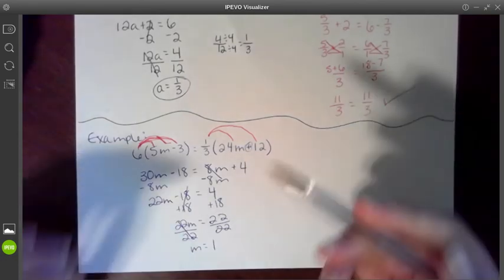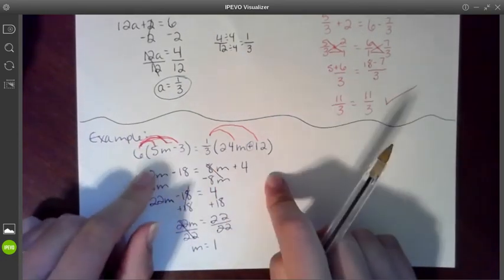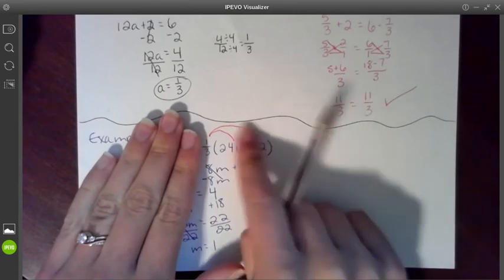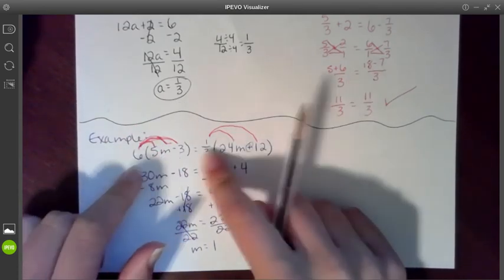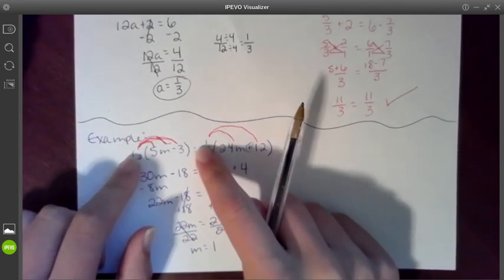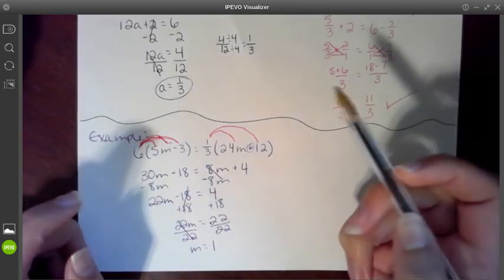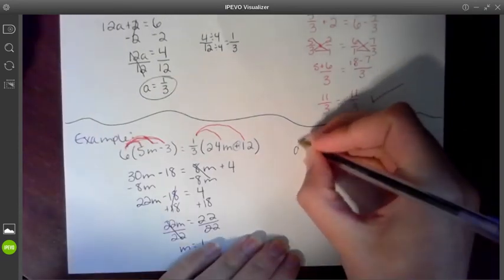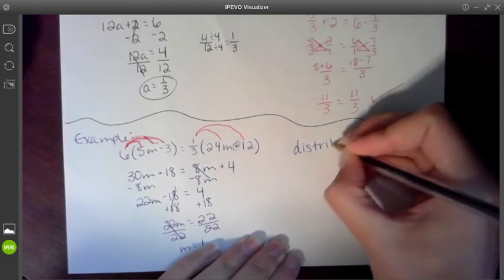All right, so the main reason I showed this example is so that you're not so scared when you see these groupings. You might be like, well, what am I supposed to do with these up front? We already have talked about what to do with these. It's just the distributive property.